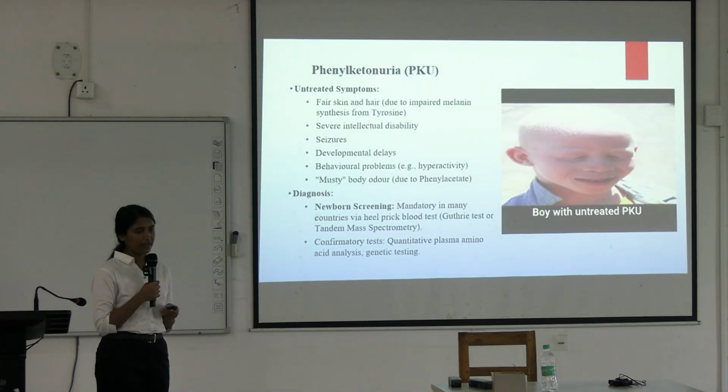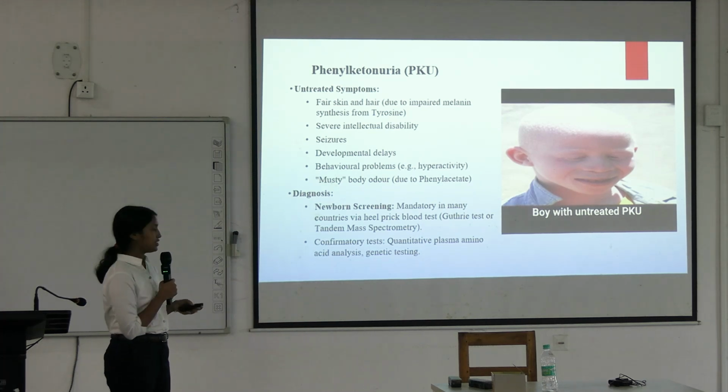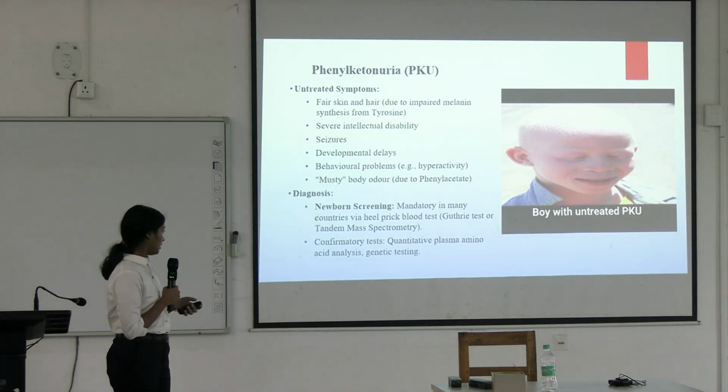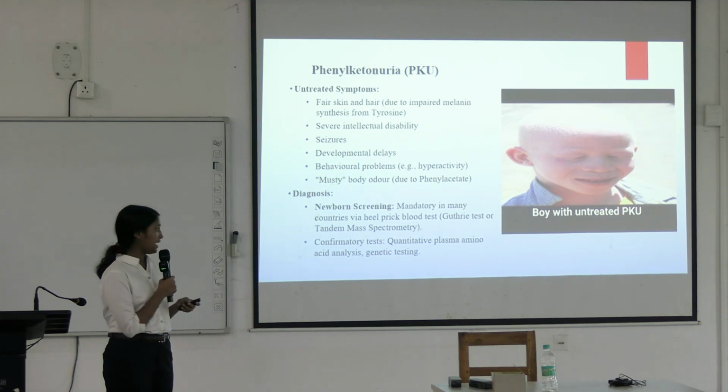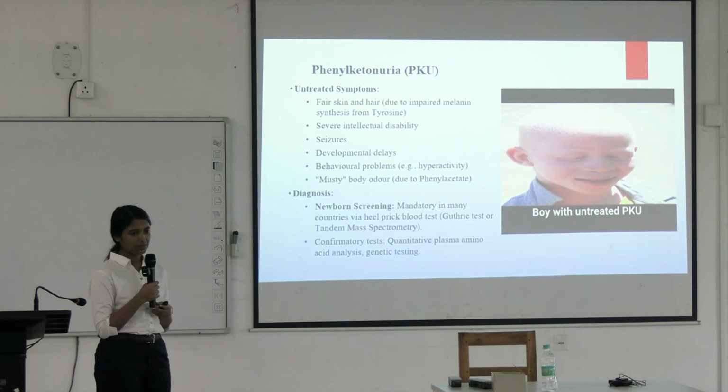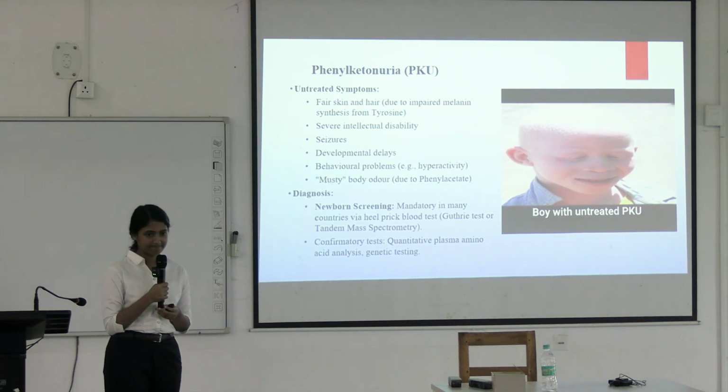The other symptoms of phenylketonuria are seizures, mental retardation, and also retarded growth and development. The diagnosis for these disorders includes the Guthrie test, tandem mass spectrometry, and several other tests. Now my next teammate will come forward to speak about tyrosinemia. Thank you.